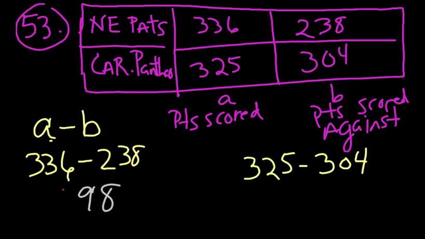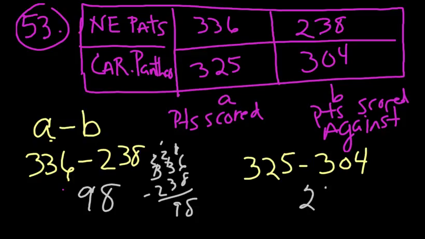If I'm subtracting right, we better check that. 336 minus 238. That's a 1. That's an 8. That's another borrowing. That's a 2, so I've got to borrow. That's 12. 12 plus 3 is 9. Yep, I subtracted right. 98. And the other one has a net score of 21. So obviously, that's lovely.